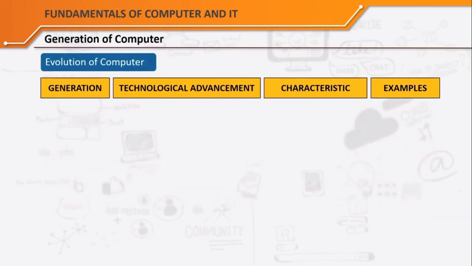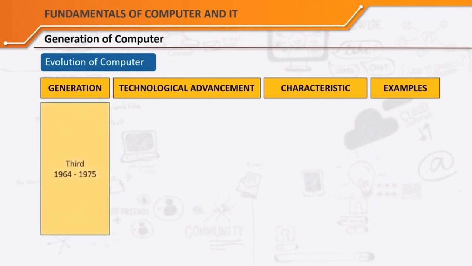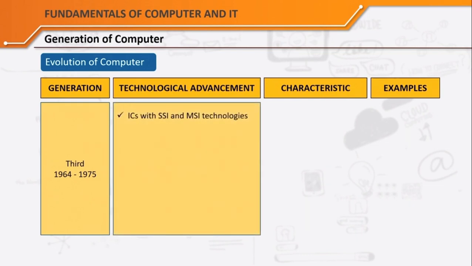Now we will come to the third generation computer. The third generation started from 1964 and ends at 1975. The major advancements which took place in the third generation computer are related to the development of ICs. IC means integrated circuit, with SSI and MSI technologies. These are the two technologies which help in the development of integrated circuits.